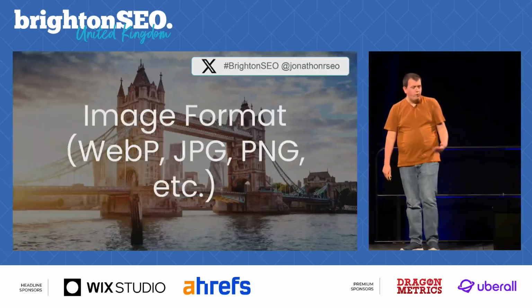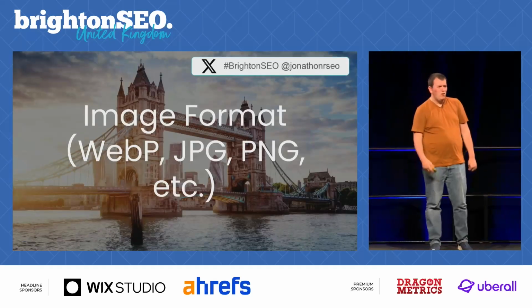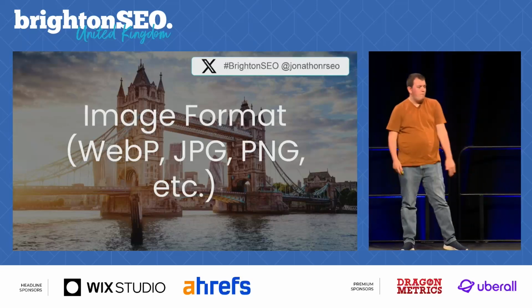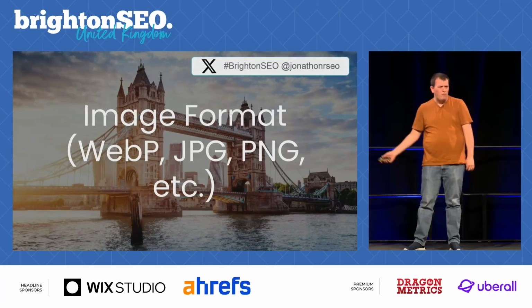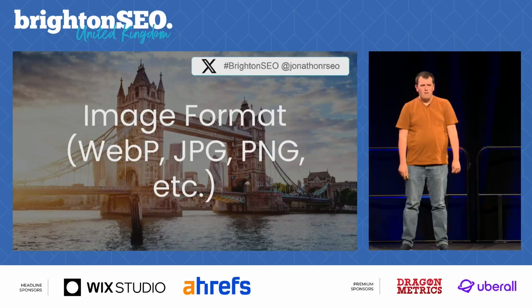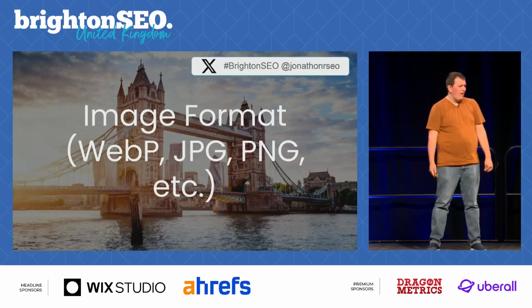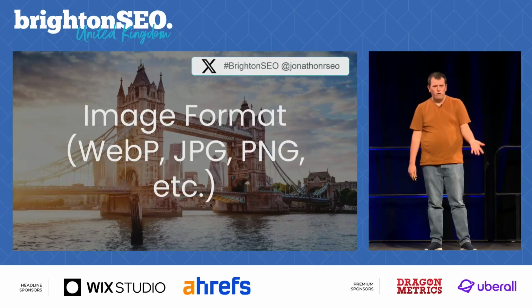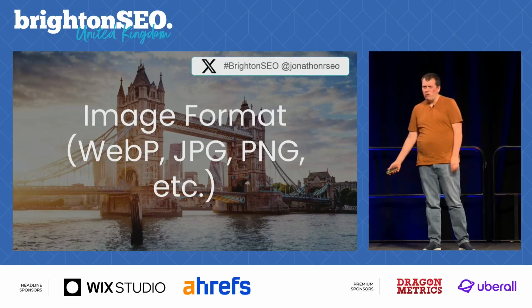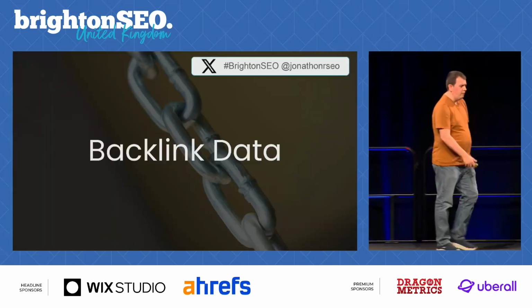We can also pull through the image format, so we can check if, for example, an image is in WebP, JPEG, PNG, AVIF, anything like that. If the image is in JPEG, we can then put an actionable at the end and say, right, I want to convert these to WebP, or of course AVIF, which Google has now started supporting.